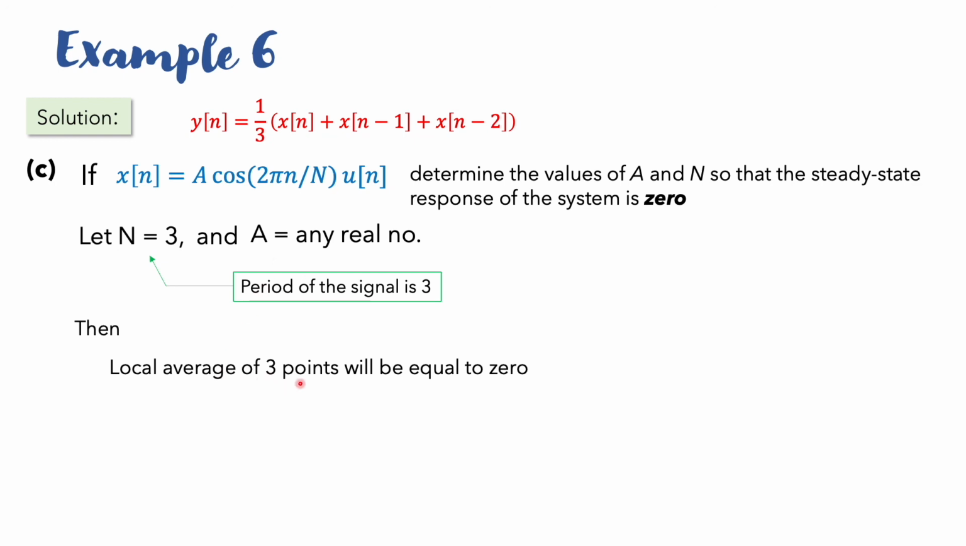Then the local average of 3 points will be equal to 0, because what do we mean by local? It is considering 3 points only, right? And we have assumed that 3 points is actually the cycle of cos, the fundamental period. So after 3 points it will repeat itself again, and it will keep giving us an average that results in 0. So the value of a can be any real number, and n has to be 3 in order to get our steady state response of the system equal to 0.